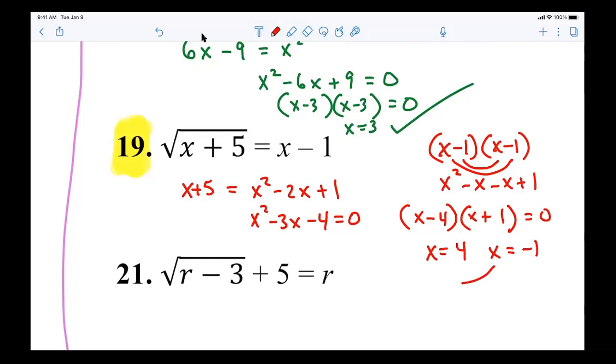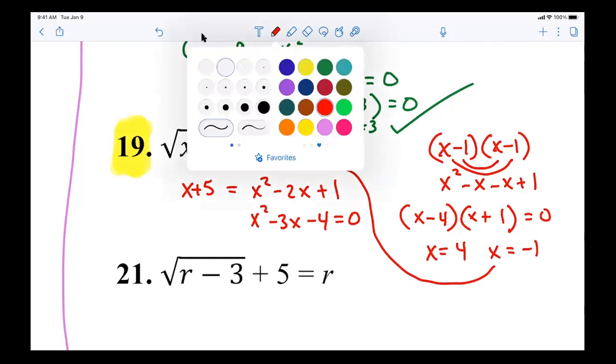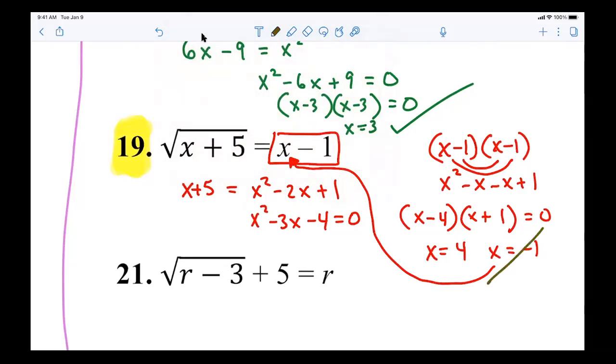Now, listen, if I plug -1 in here for x, does that create a negative on this side? Can the absolute value be set equal to a negative? So again, just to make sure you're hearing me, this is an extraneous solution. Does 4 work? 4 plus 5, square root of 9, 4 minus 1. There you have it. It works.